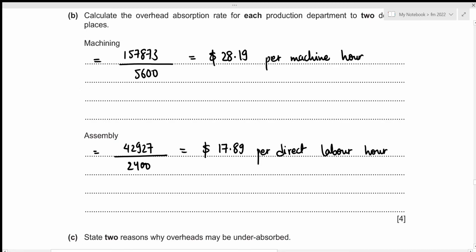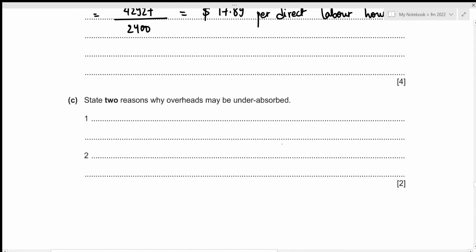Now we can move towards the third one. We need to state two reasons why overheads may be underabsorbed. So the very first reason is that whatever production that we forecasted, that is greater than the actual production. So we can say that the actual production is lower than the forecasted production.